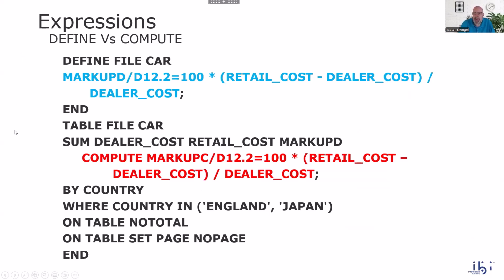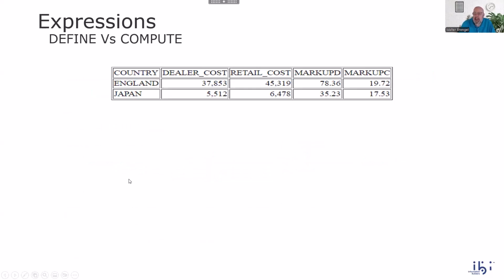So in this example, I'm doing two markups. I'm doing one as a define and one as a compute. The expression is exactly the same, just where I'm doing it is different. So if I run this, this is my output. England markup D is 78.36, where markup C is 19.72. That's a big difference.